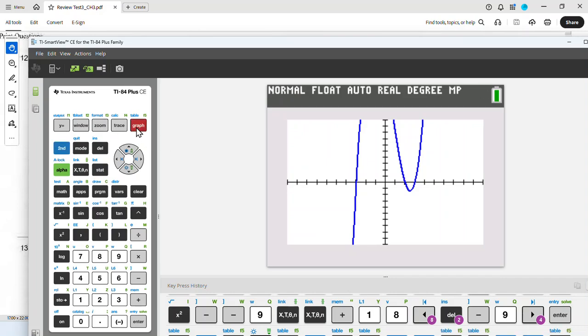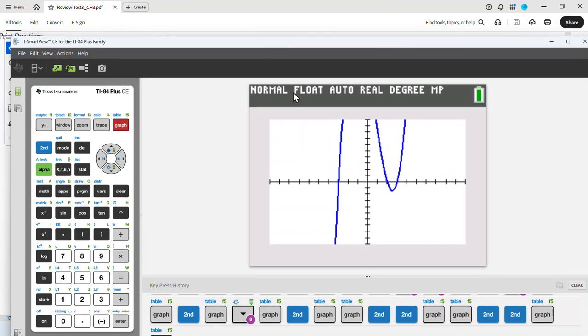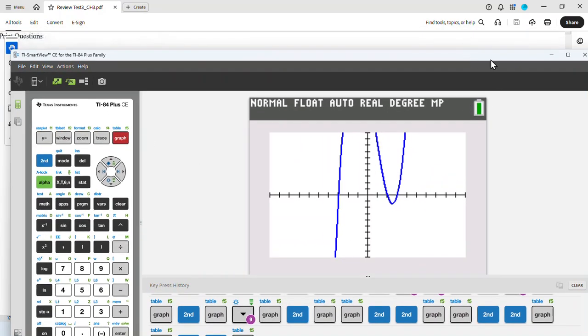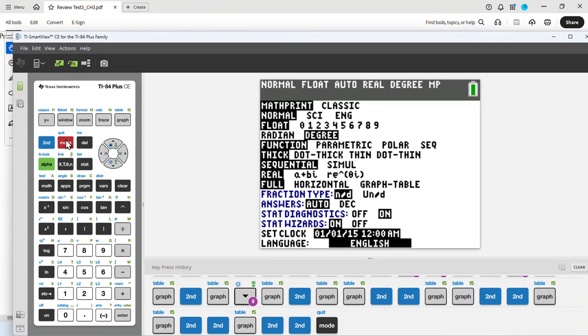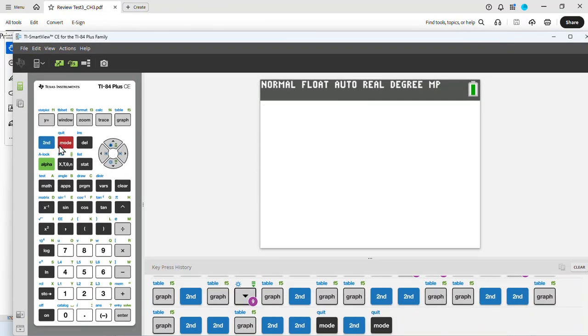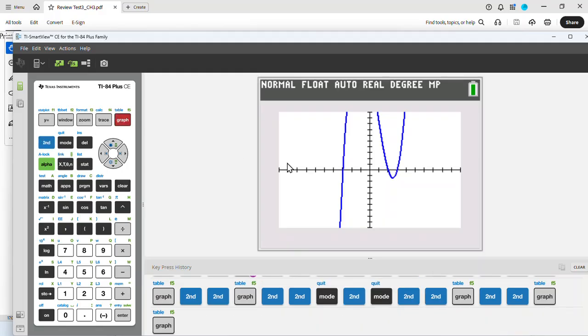Second graph. Ooh, this one got a little bit of freeze. All right, second graph. My second graph didn't work. All right, it worked earlier.